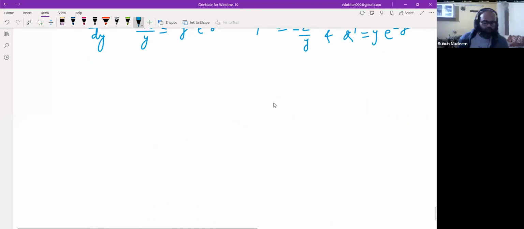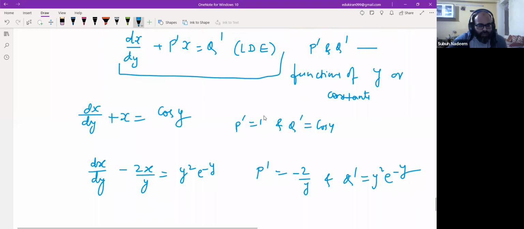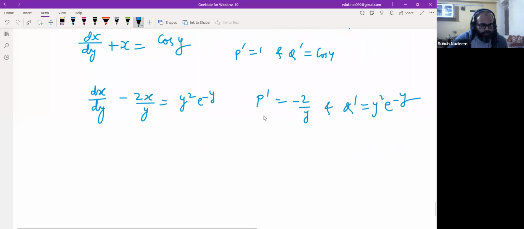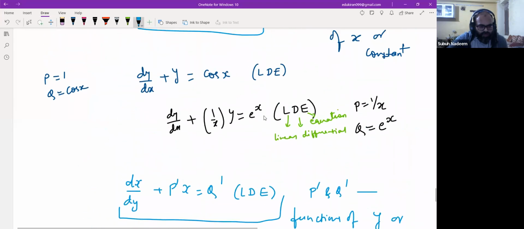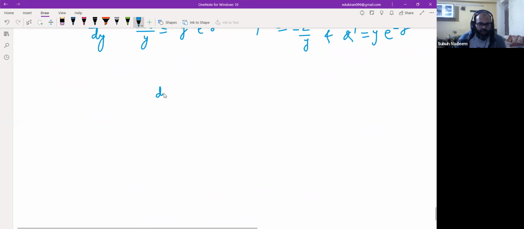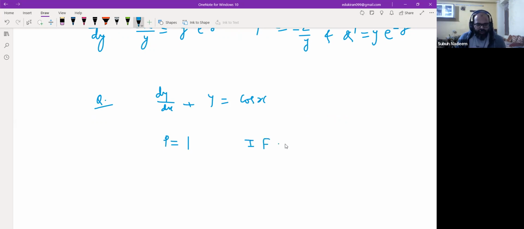Now, how to solve an LDE? So let us take an example here. Let us take the dy by dx form: dy by dx plus y is equal to cos x. So our purpose is to find P. P is 1 here. After finding P, the integrating factor is e to the power integral of P dx. This is called the integrating factor.